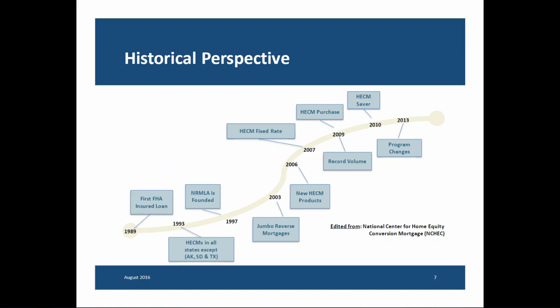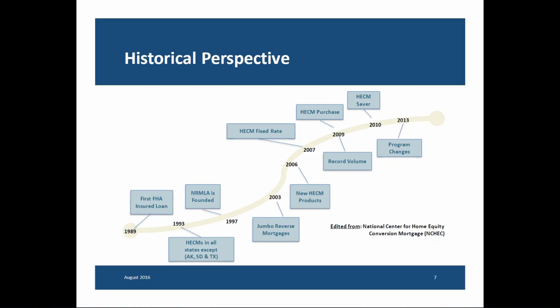And then in 2003, the housing market was going through the roof, if all of you can remember that. Of course, most of us do. HUD limits were not keeping up with those numbers, so that's when they came out with jumbo reverse mortgages. There are lenders out there that do that, but that's when they were started, back when the housing market ballooned. In 2006, new HECM products came out. In 2007, the HECM fixed rate came out.